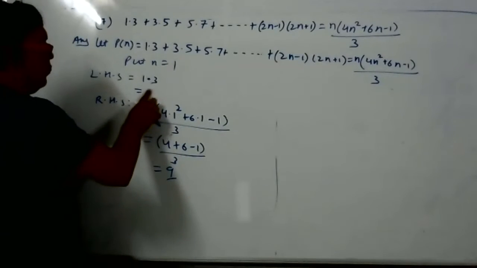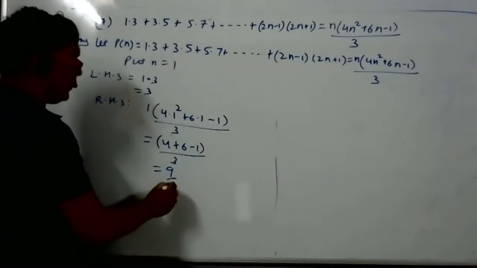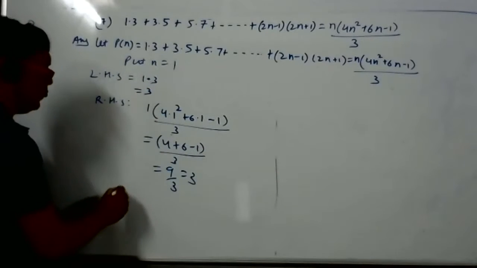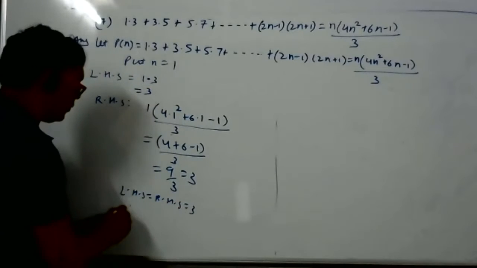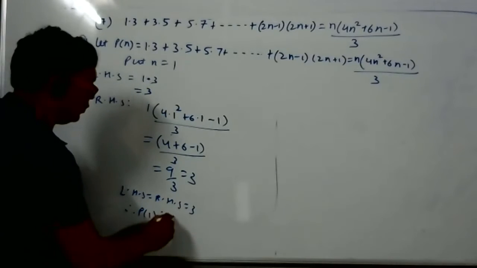1 into 3 is 3, and 9 by 3 is 3. You can see in both places we got 3. So left hand side is equal to right hand side, equal to 3. Therefore, P of 1 is correct, true.